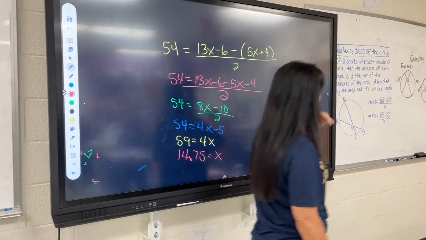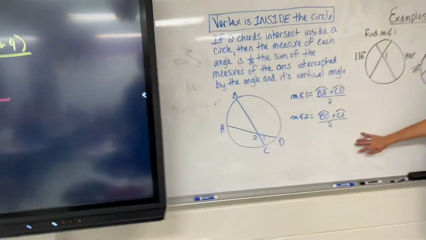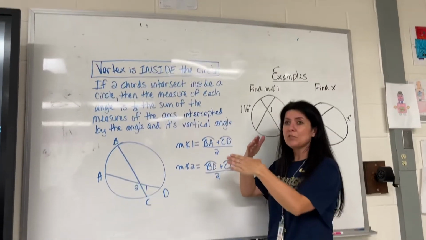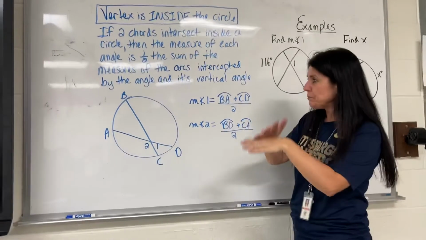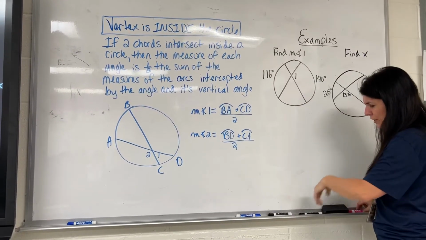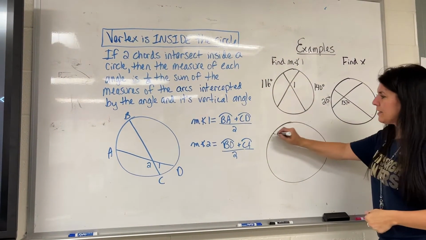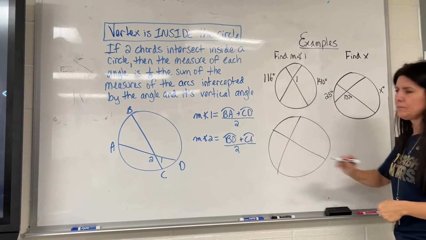Okay, one more scenario we have. Vertex inside the circle. I think this is the one that's a little bit tricky. So where the vertex is inside the circle, this is where we have two chords that intersect. And I want to kind of draw you guys another picture here. So if I have an intersection, it looks like this.